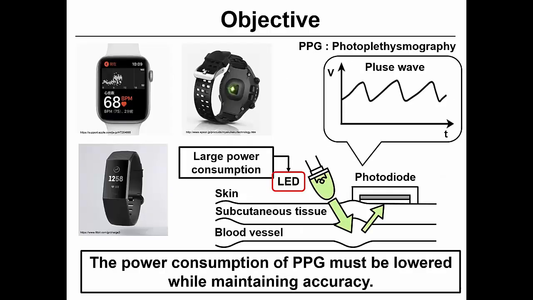In recent years, photoplethysmography, PPG, sensors have been widely used for daily monitoring. This slide shows a simple principle diagram of the PPG sensor. The PPG sensor irradiates light to the blood vessel and senses the remaining light without absorption. In this way, the PPG sensor measures the volume change of an artery over time. However, the PPG sensor has a large power consumption because of the LEDs driving. It is necessary to reduce power consumption while maintaining accuracy for daily monitoring.